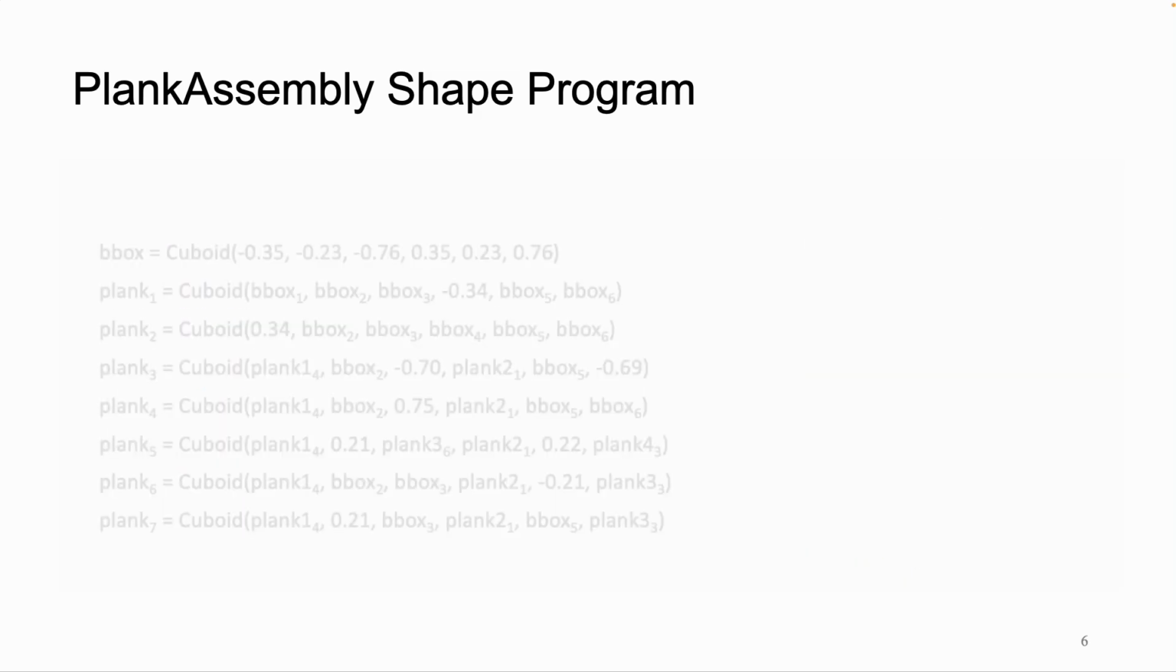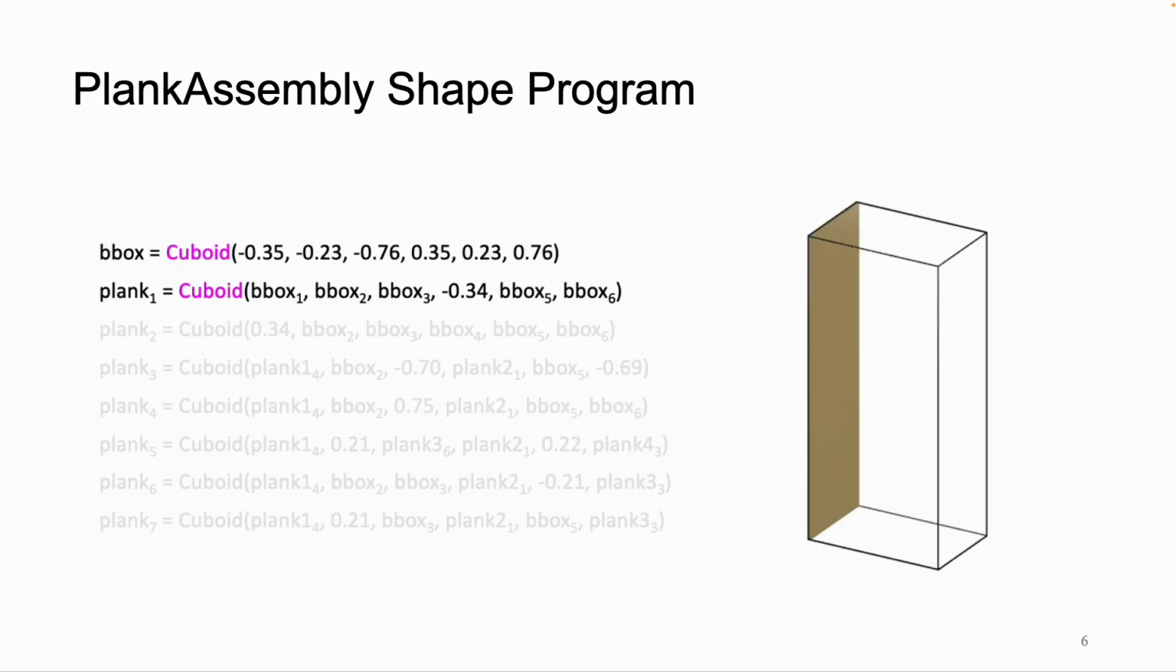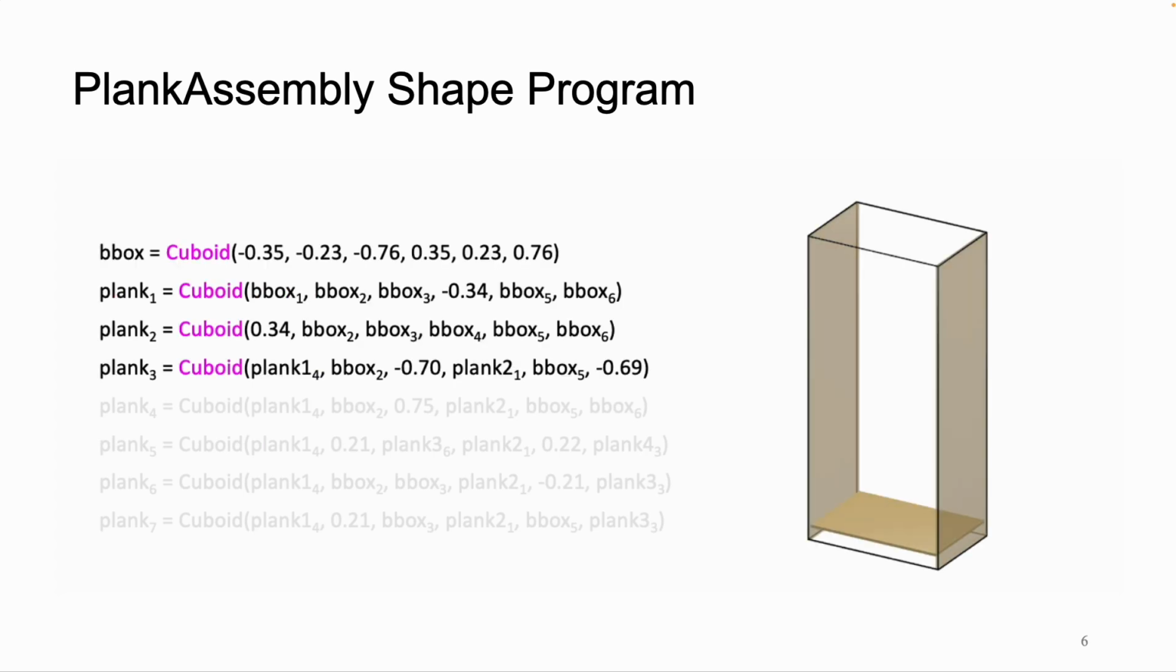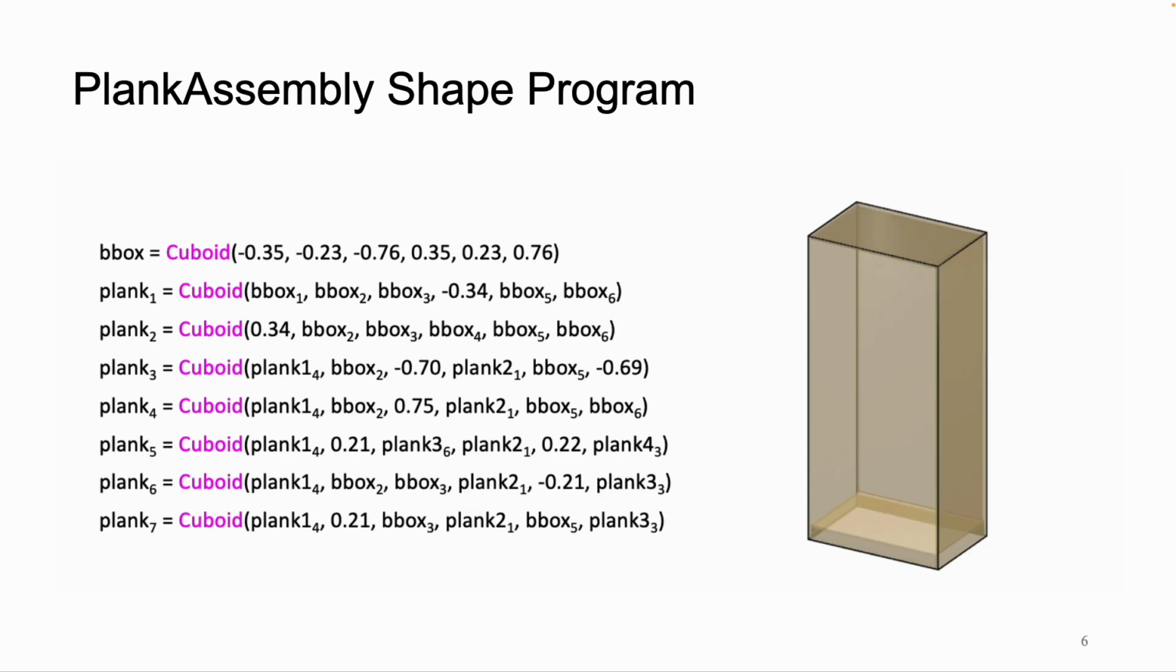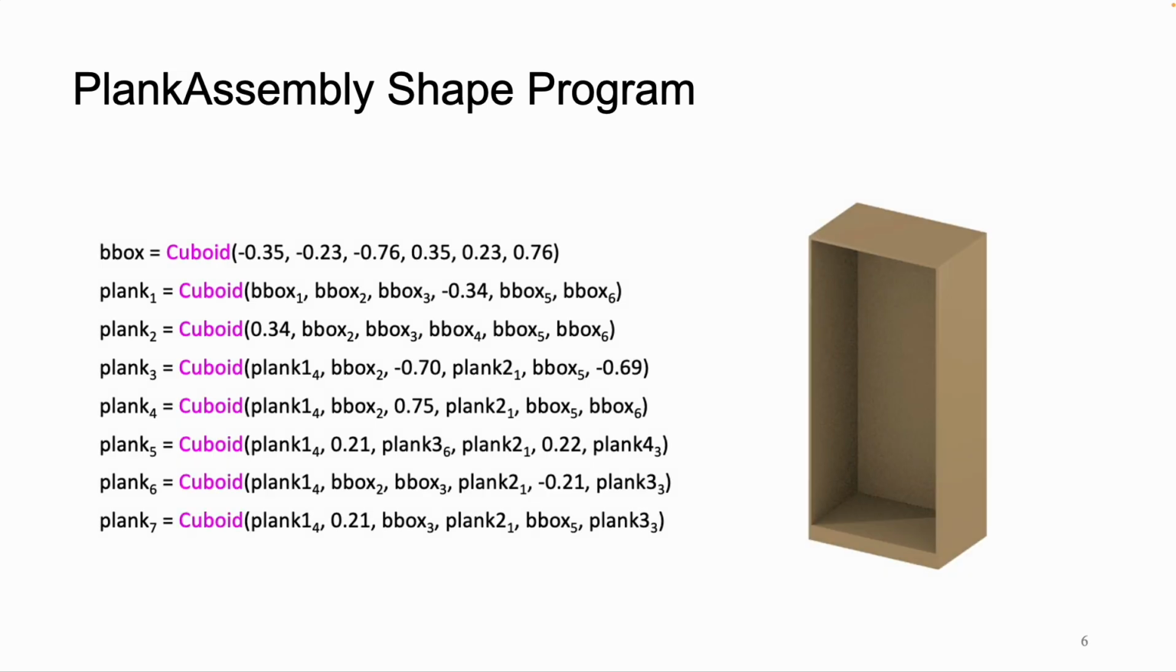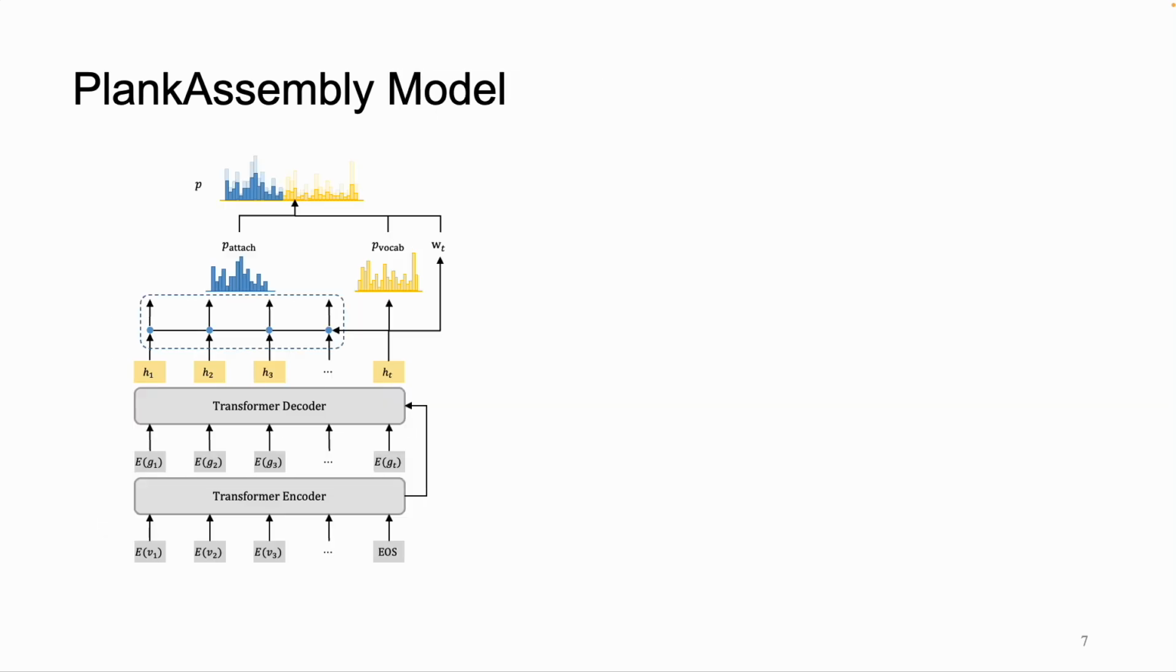As the shape program commands of a simple cabinet shown here, we only specify the numerical values for the coordinates that do not attach to any other coordinates. Otherwise, the coordinate is a pointer to another cuboid to which it attaches. With the help of the PlankAssembly shape program, we cast this problem as a sequence-to-sequence problem.